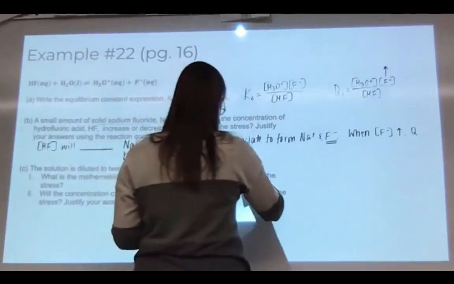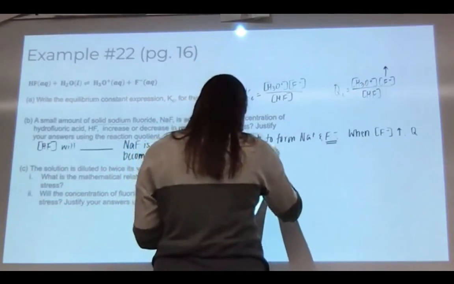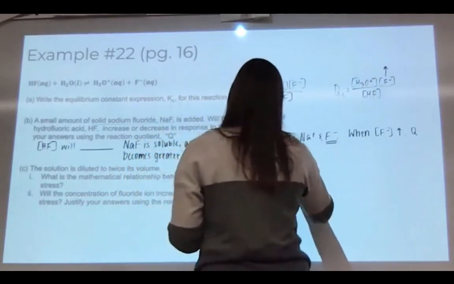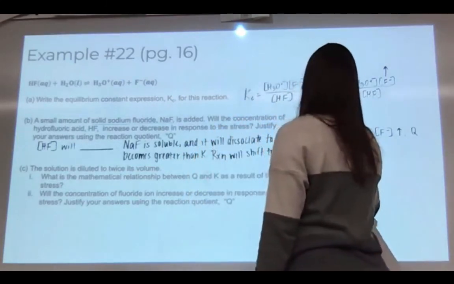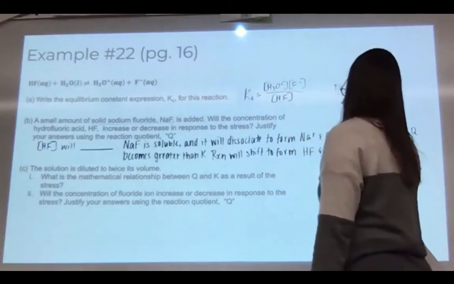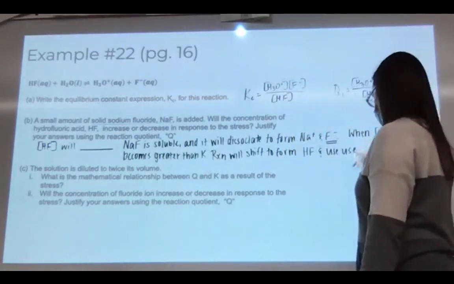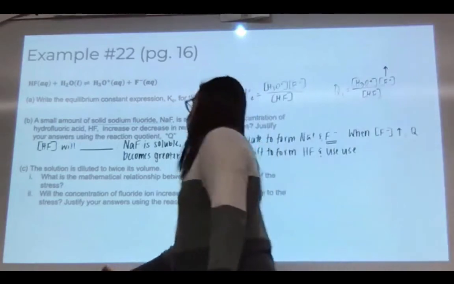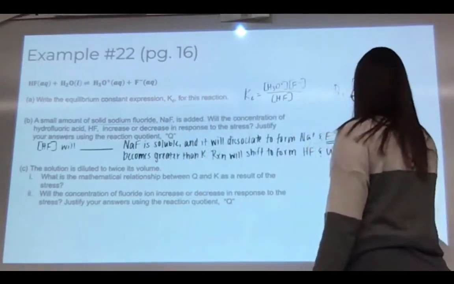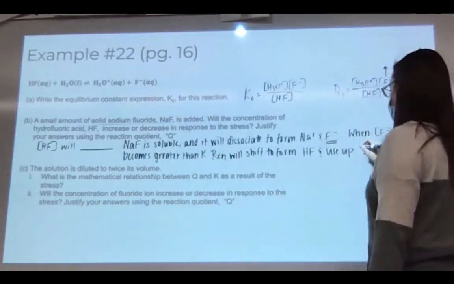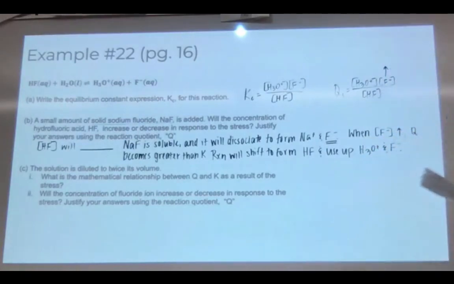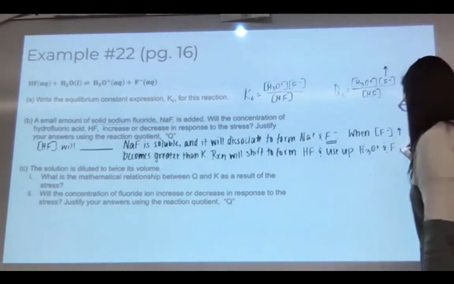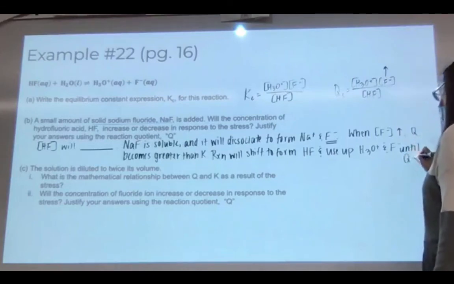So reaction will shift to form HF. Okay, it'll form more HF and use up H3O plus and F minus. All right, and it will do that, I guess I can continue here, until Q equals K.